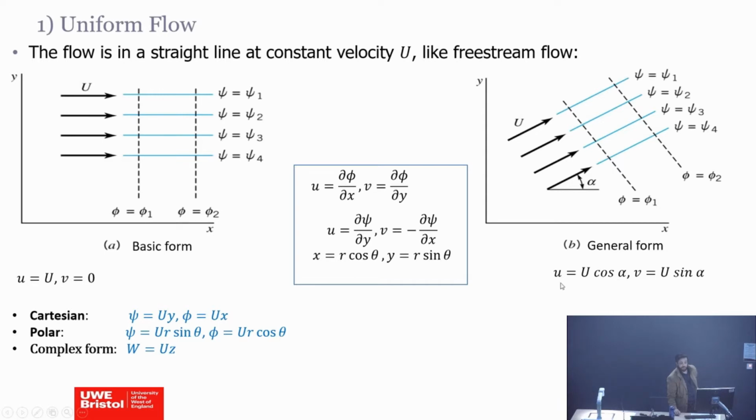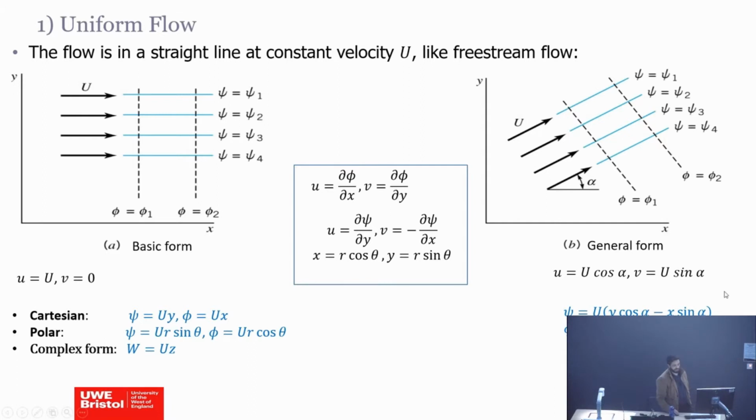So let's just double check. Cosine of 0 is 1, so that will give us u equal to U. That's correct. Sine of 0 is 0. That gives us v equal to 0, which is exactly this case. So this is a specific case for alpha equal to 0. We do exactly the same. If I do the same integral, treating alpha as constant and capital U as constant, you can show that the equations for psi and phi are given that way, and the complex potential w can be written that way. I don't think there's any need for me to go through it. Try to do it yourself. If you get stuck, let me know.